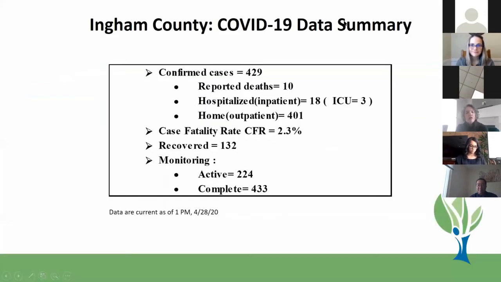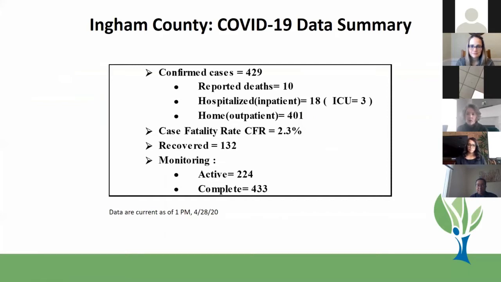There we go. So today we report out 429 cases, 10 total deaths, 18 in the hospital, 3 in ICU, and another 401 folks home outpatient. 132 recovered. That gives us a case fatality right now of 2.3%.